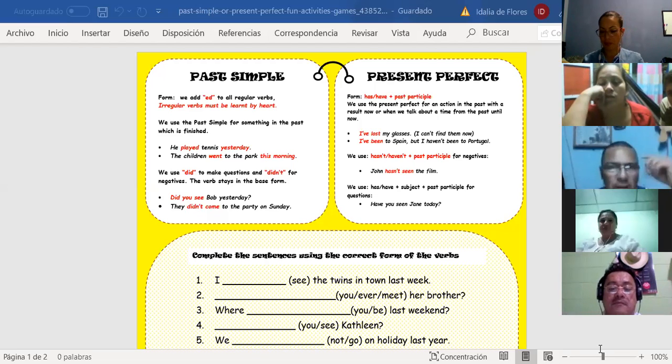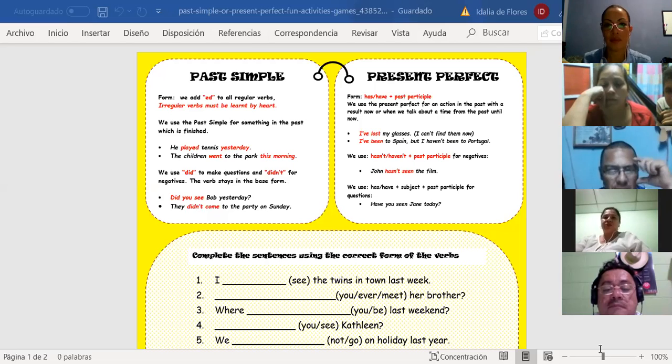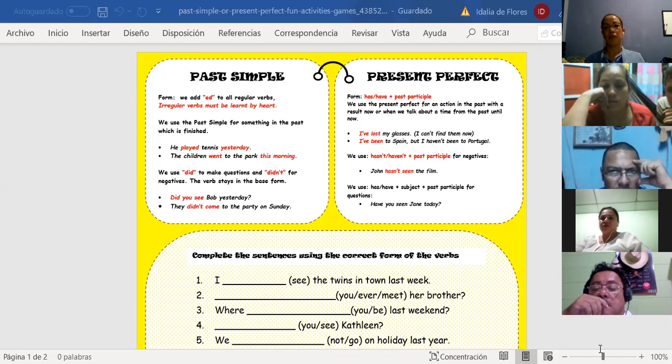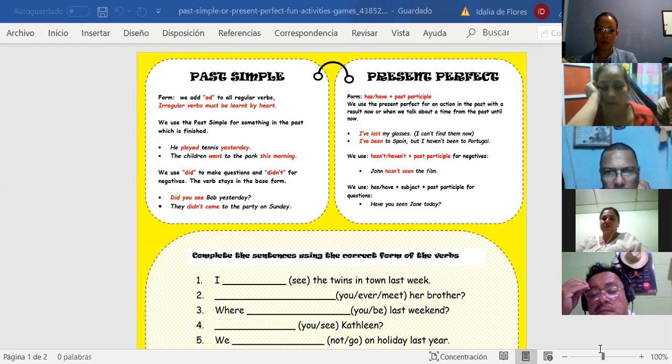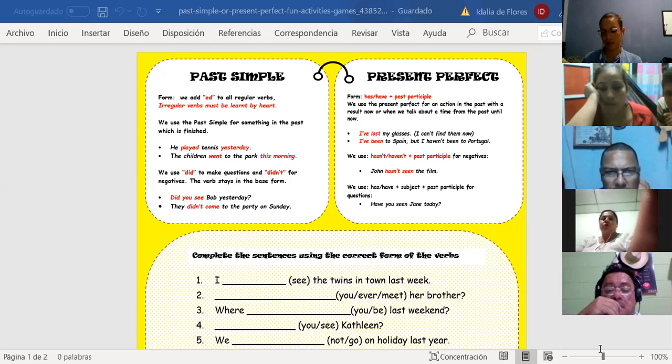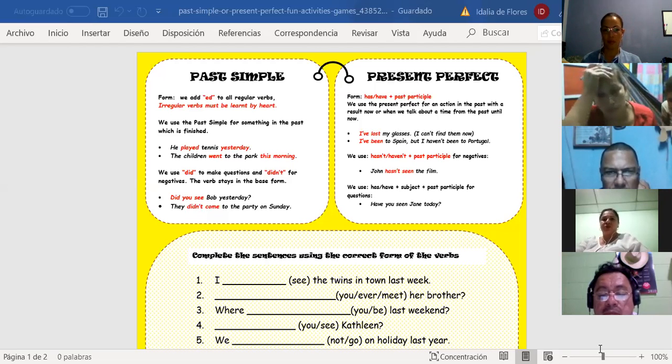Okay, teacher. Present perfect: have plus past participle. We use the present perfect for an action in the past with a result now, or when we talk about a time from the past until now. I lost my glasses. I can't find them. I've been to Spain, but I haven't been to Portugal. We use haven't plus past participle for negatives. Example: John hasn't seen the film. We use have plus subject plus past participle for questions. Have you seen Jen today?